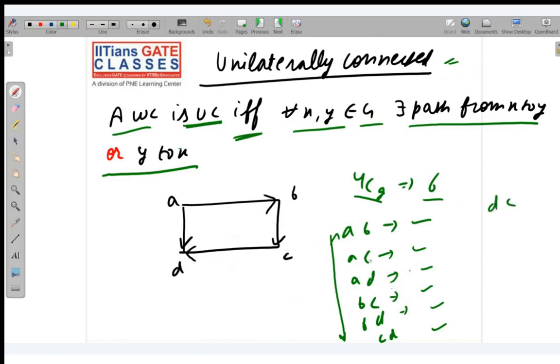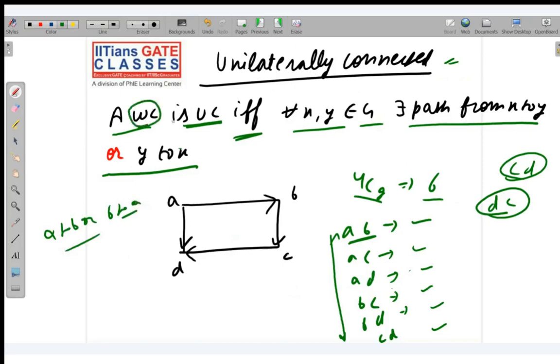If I say DC, now D to C there is no path, so no problem. In place of DC you will say CD, check CD. So there should be a path. You pick every pair of vertices, there should be a path either from A to B or B to A. Are you getting it? There should be some path.